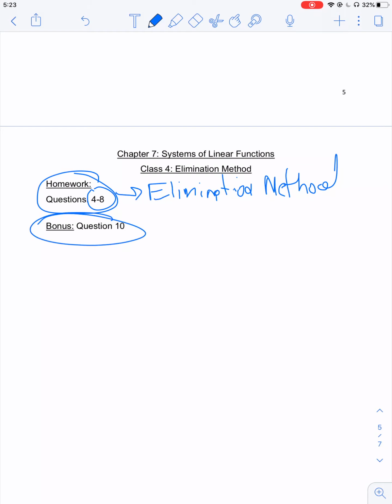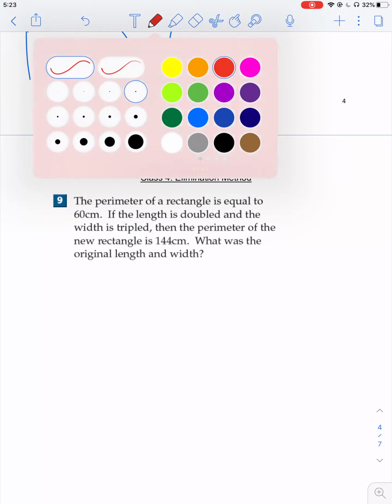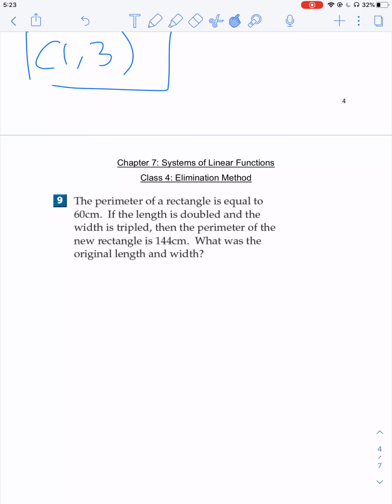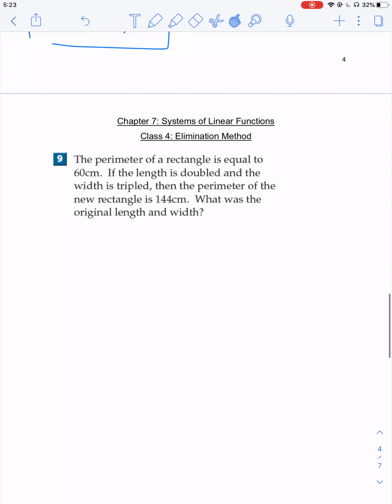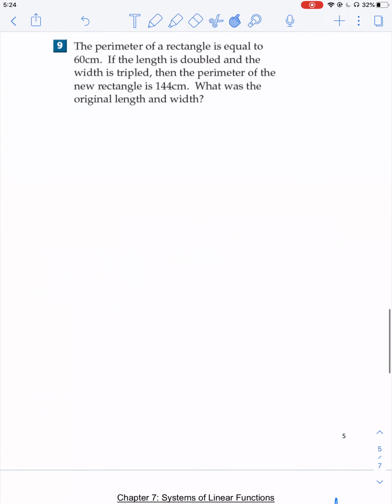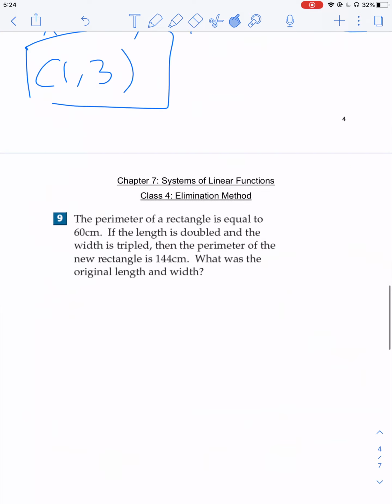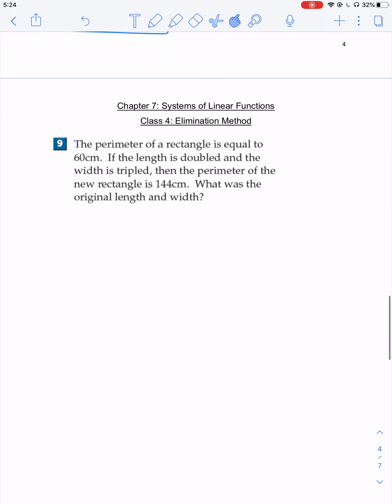Now for the bonus question, you need to understand how this works first to be able to do the bonus question. Again, the bonus question is optional. I'm going to go ahead and do the bonus question for my students who would like to challenge themselves a little bit more. But for those of you who would like to stop over here, you can do so. This is optional, so don't worry about that.